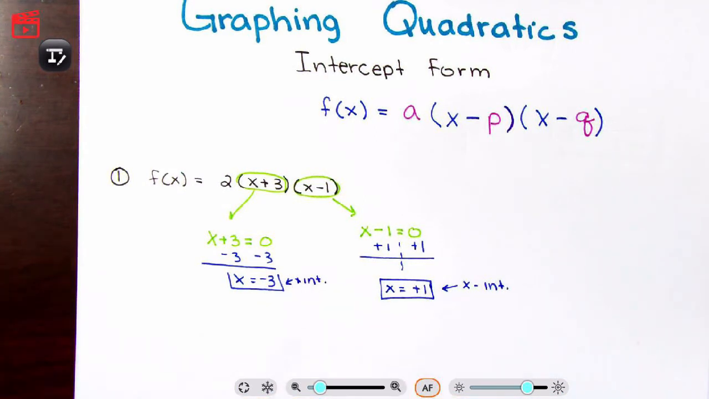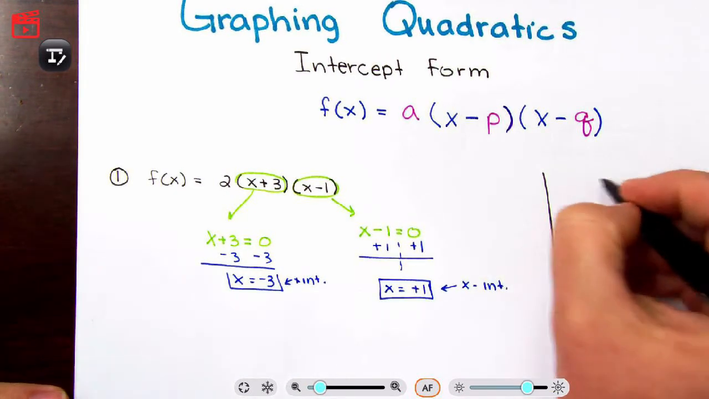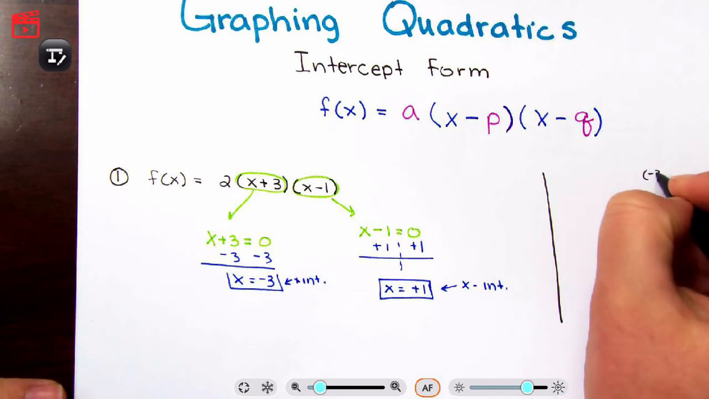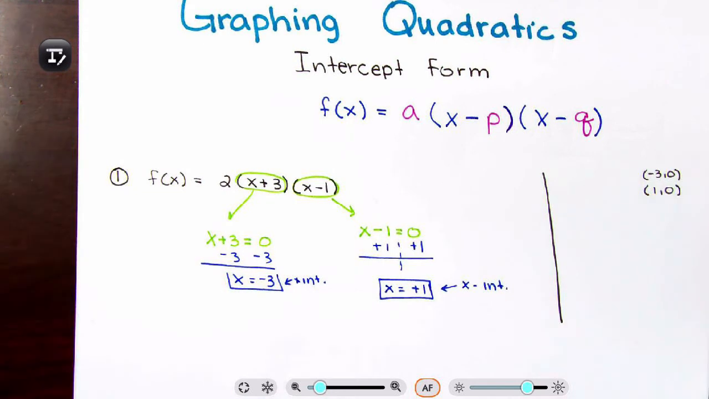Now, if you're in my class, make sure you are aware that an x-intercept is a point. So we're going to write them here as an actual value. So I have -3, 0. I have 1, 0. Those are my 2 points.